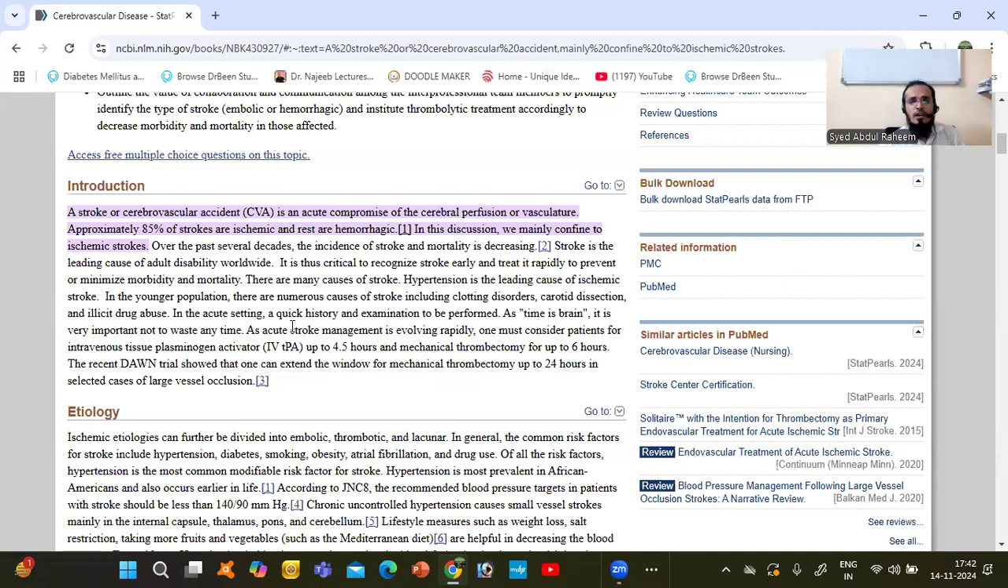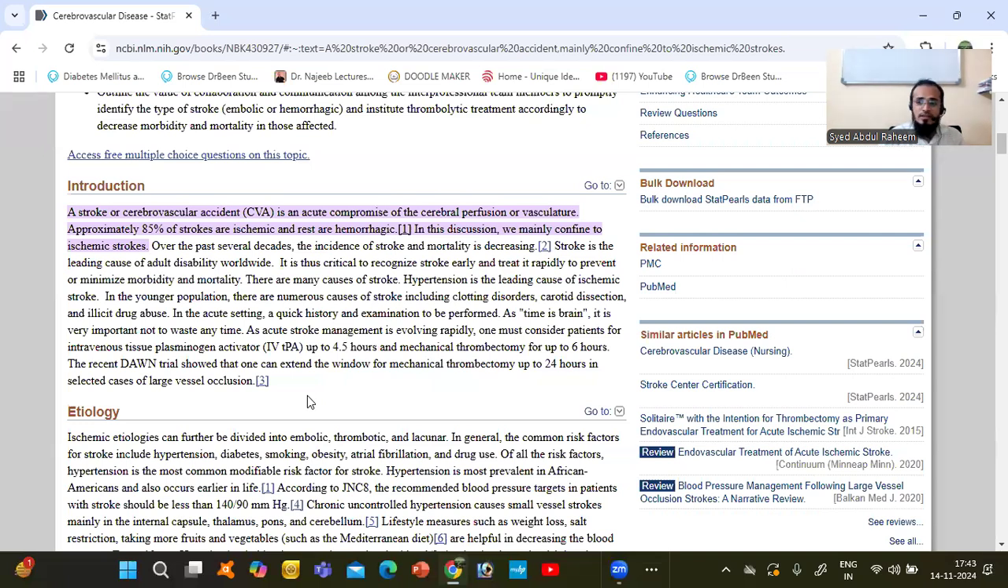In the acute setting, a quick history and examination is to be performed. As time is brief, it is very important not to waste any time. As acute stroke management is evolving rapidly, one must consider the patient for intravenous tissue plasminogen activator up to 4.5 hours and mechanical thrombectomy for up to 6 hours. The recent DAWN trial showed that one can extend the window for mechanical thrombectomy up to 24 hours in selected cases of large vessel occlusion. Okay, so this is the introduction part.